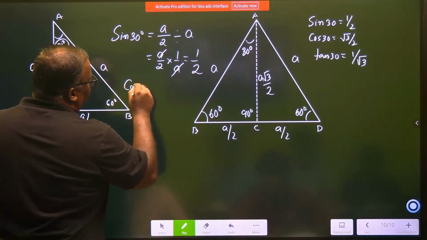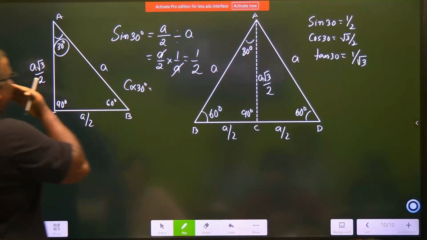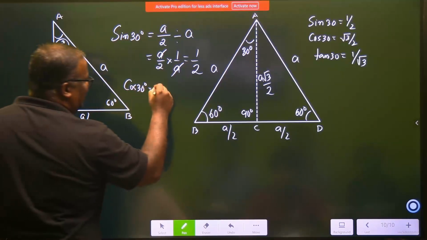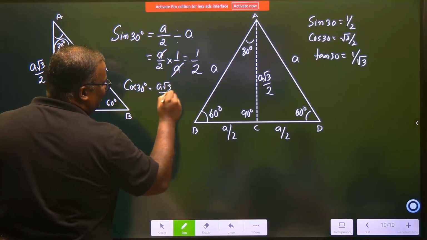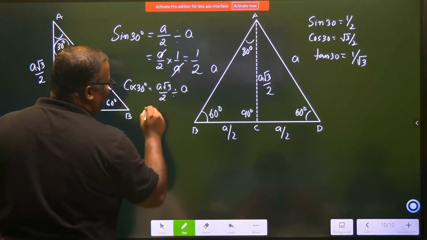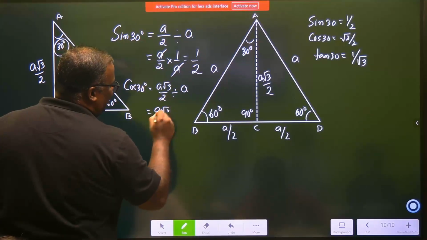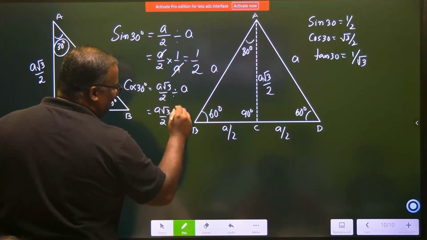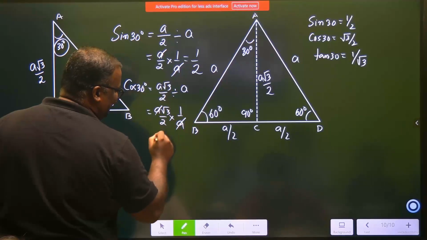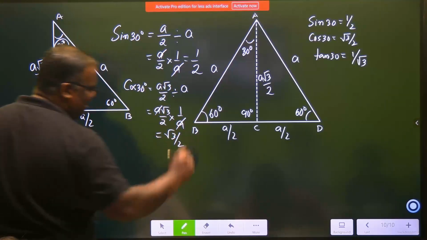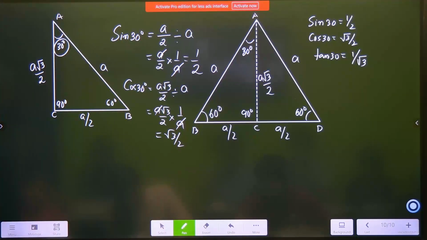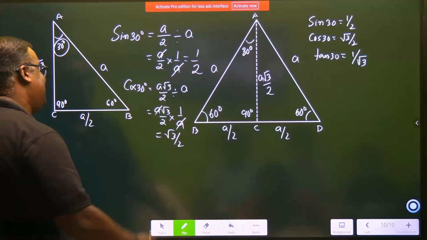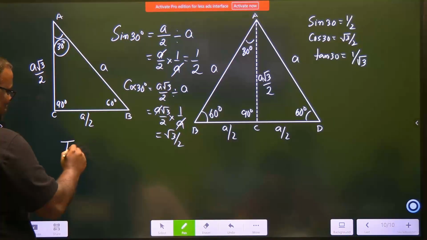Cos 30: adjacent side A root 3 by 2 divided by hypotenuse A. So A root 3 by 2 into 1 upon A gives root 3 by 2. Understood? Don't write, just see these things. Easy to learn and easy to forget.